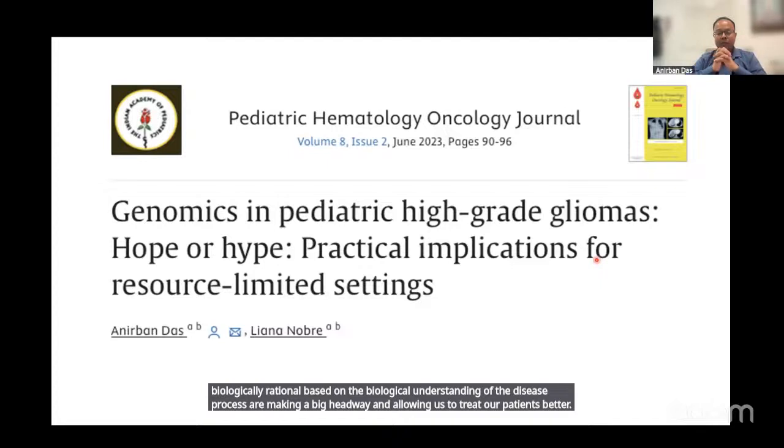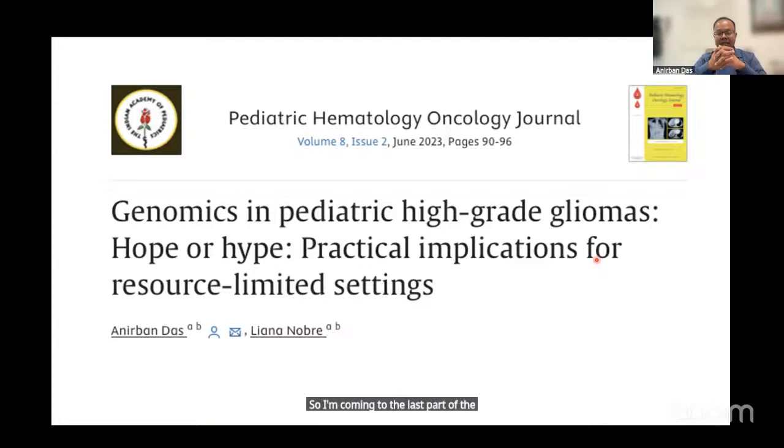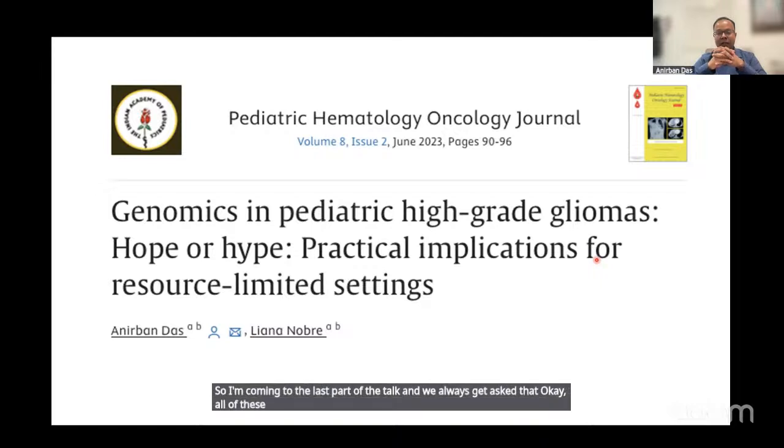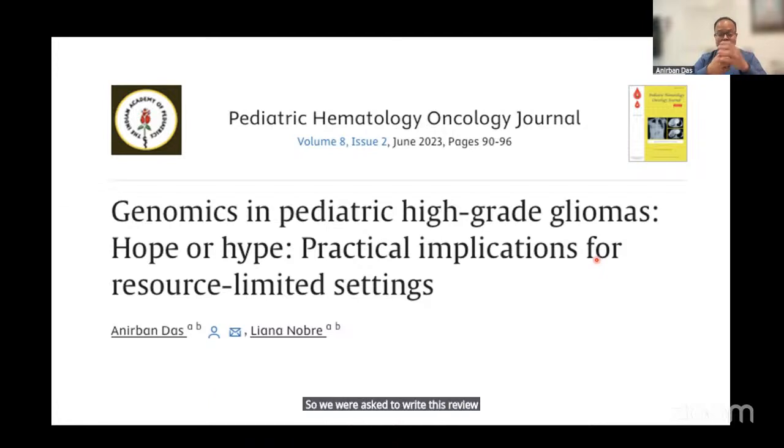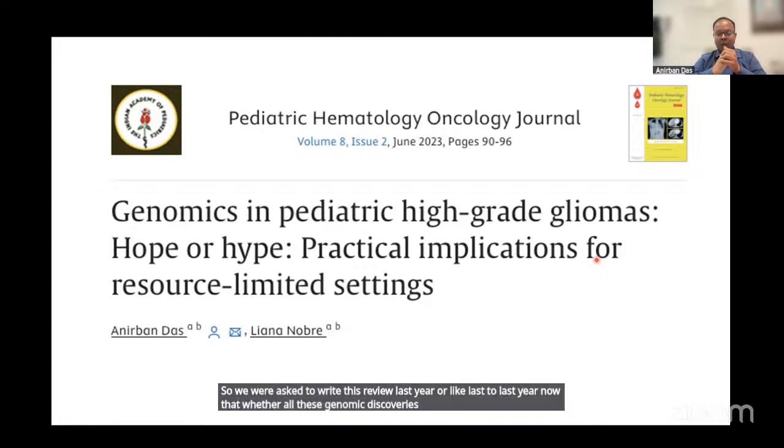So I'm coming to the last part of the talk, and we always get asked, okay, all of these fascinating discoveries and anecdotes, is it something which is practically applicable to our patients back home? So we were asked to write this review last year, or the year before last now, on whether all these genomic discoveries are hope or hype. And I leave it to you as the audience to judge this. But of course, as you heard, I am probably biased.